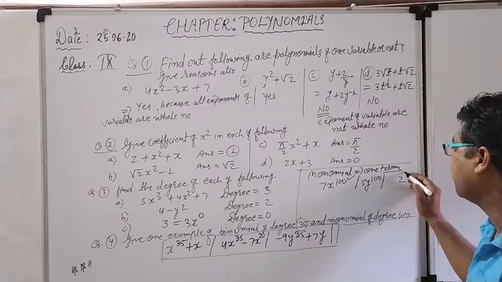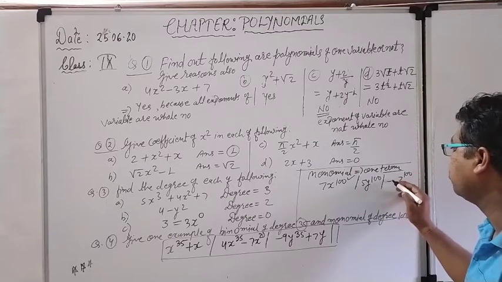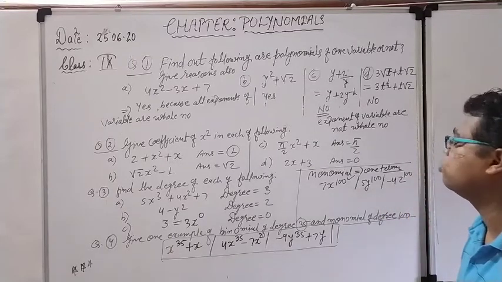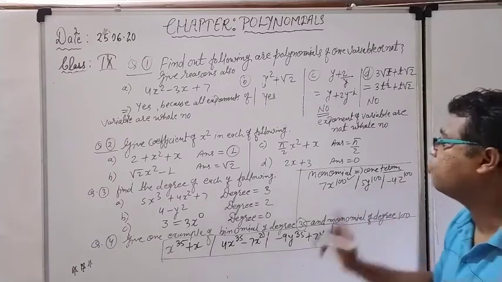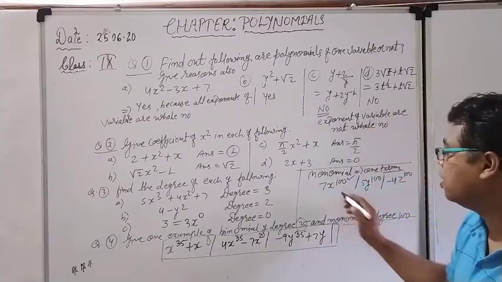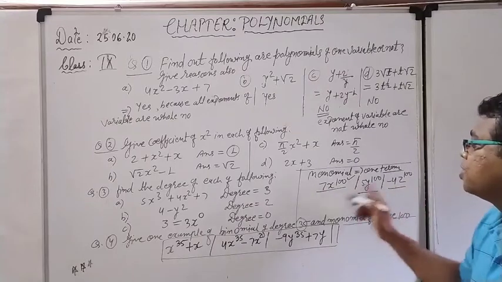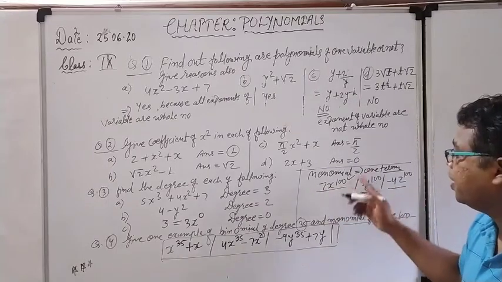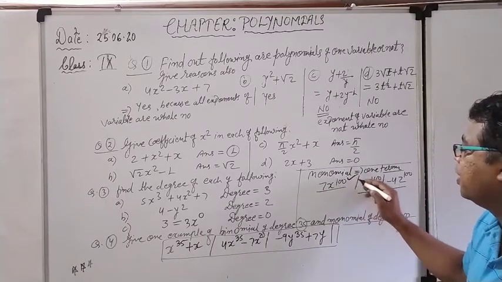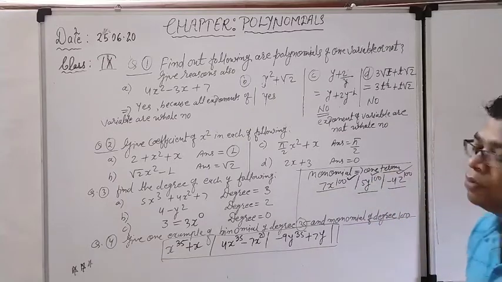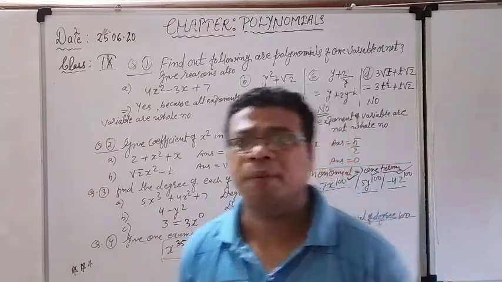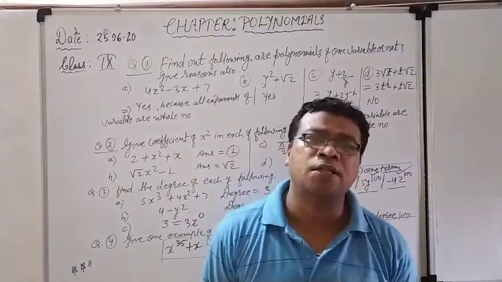In terms of z, I can write z to the power 100, and it could be written as minus 4z to the power 100. The condition we have to maintain is that only one term should be there. So see here, one term, one term, one term. That's why it is a monomial. And degree should be 100, so I have maintained the degree 100 for each and every case. The variable I can take by my own choice. So these are the things.